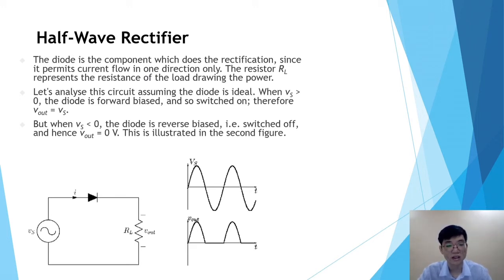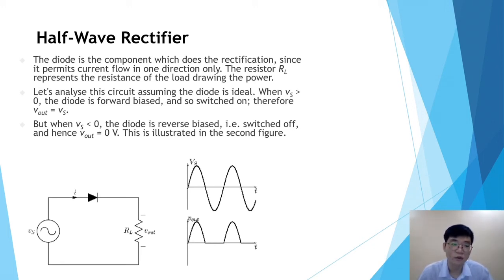Let's look at the circuit, assuming the diode is ideal. When the input side is more than 0, the diode is forward biased and so switched on, therefore the output side is equal to the input side. But when the input side is less than 0, the diode is reverse biased and switched off, and the output side is equal to 0 voltage. You can look at the second figure.